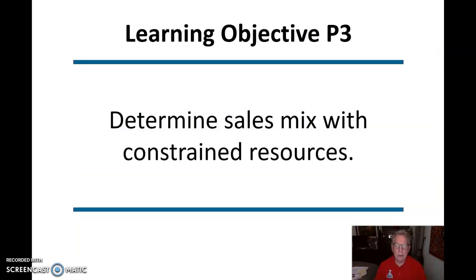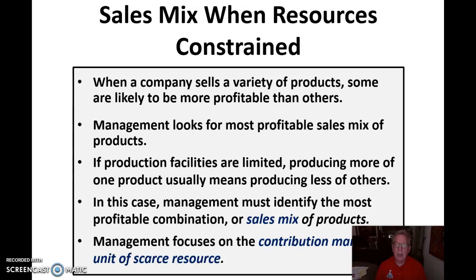All right, determine sales mix with constrained resources. Here, when a company sells a variety of products, some are likely to be more profitable than others. Management looks for the most profitable sales mix of products. It always seems that we sell our least profitable products the most and our most profitable products the least.